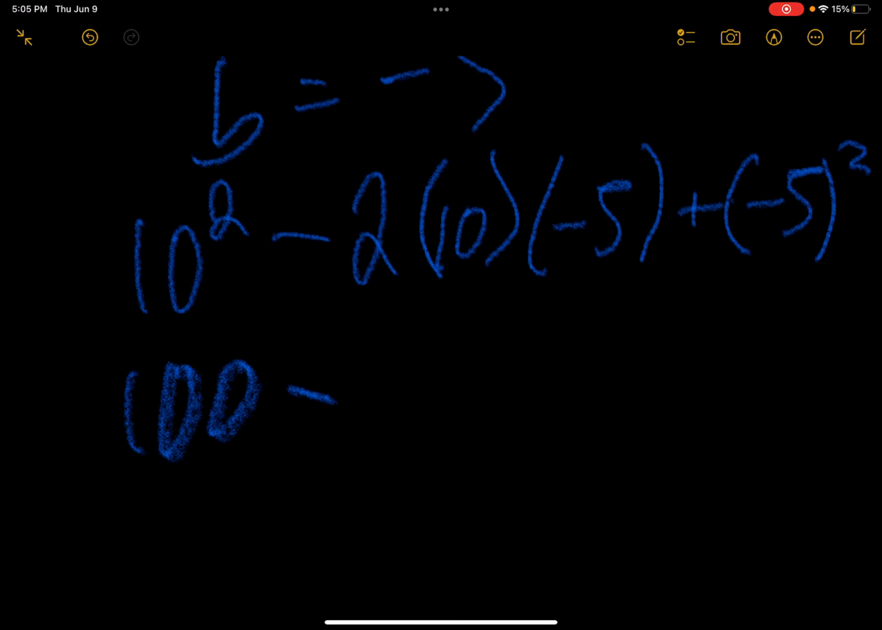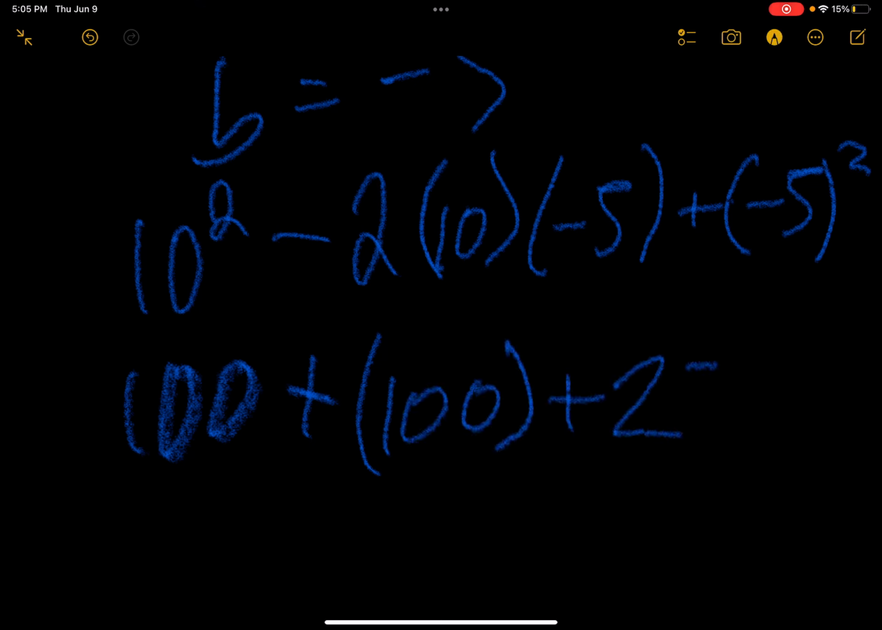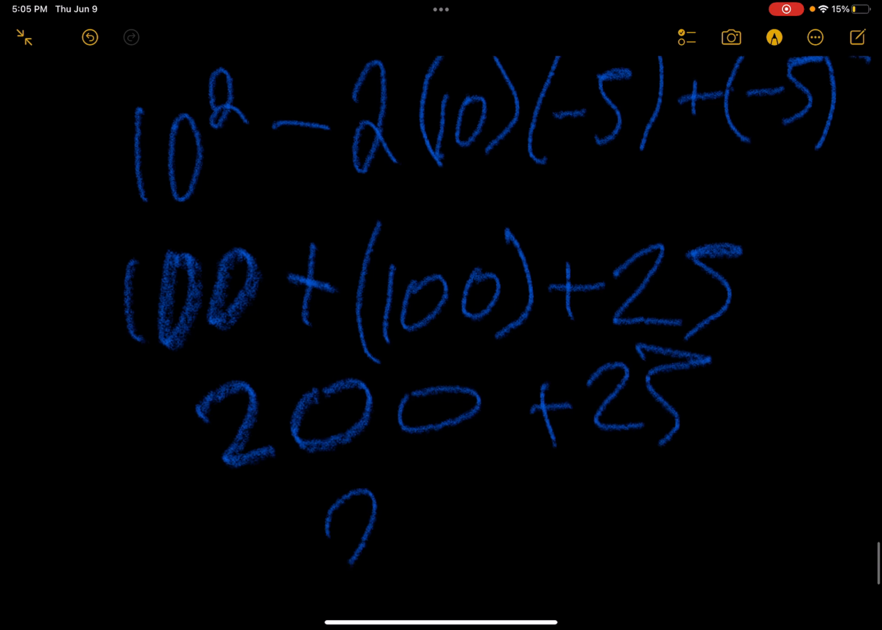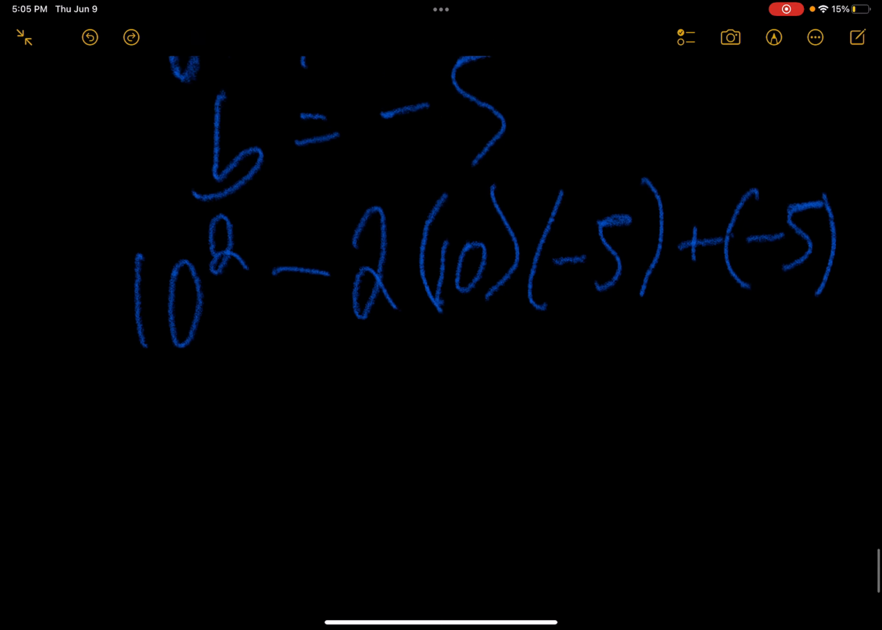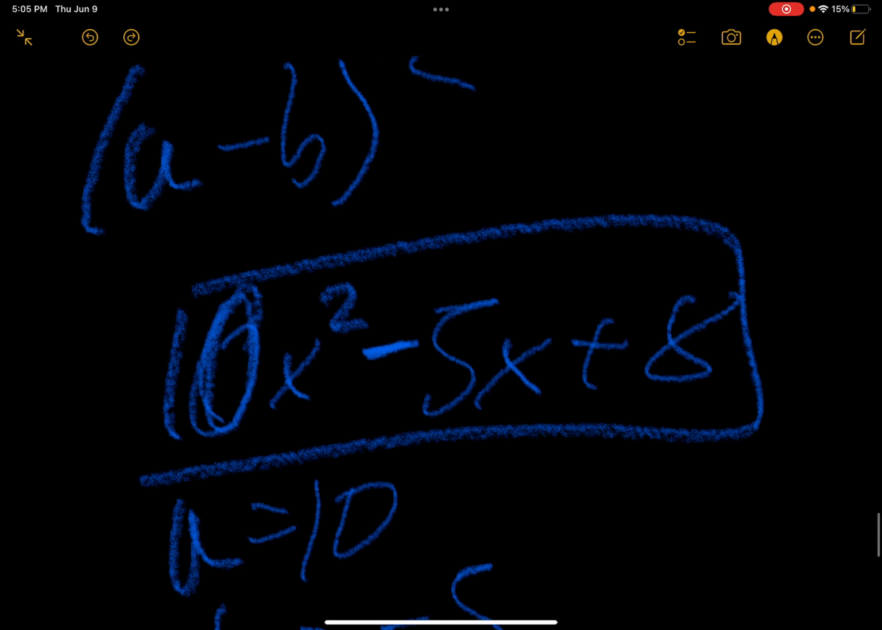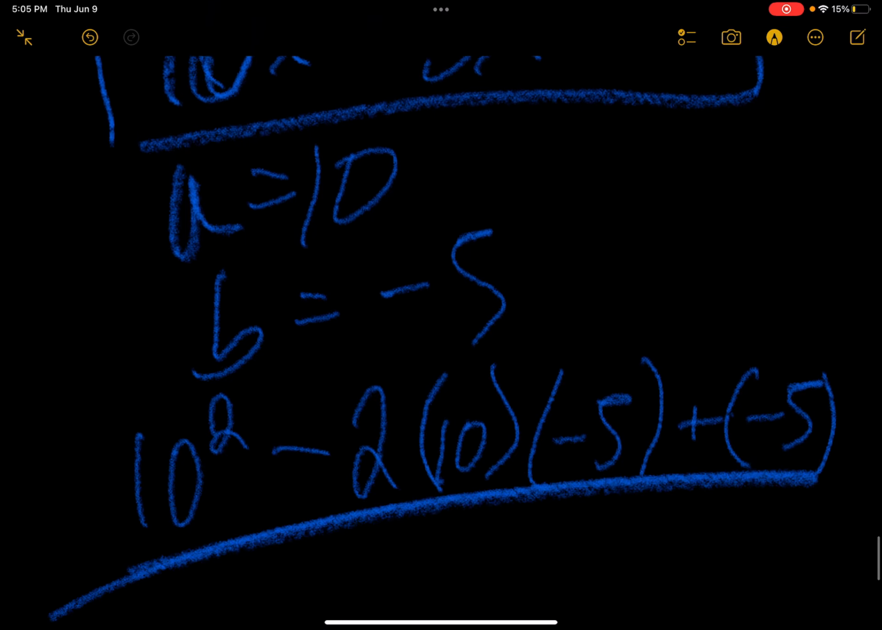negative 2. You can assume this as plus, and then we'll put this value in, right? Negative 2 times 10 is negative 20. Negative 20 times negative 5 is actually 100. Actually, I don't know why I'm simplifying this again, and this is 25. 200 plus 25 is 225. I'm so used to simplifying this. You don't need to simplify this. All we're trying to do is put this quadratic formula into this type of form.